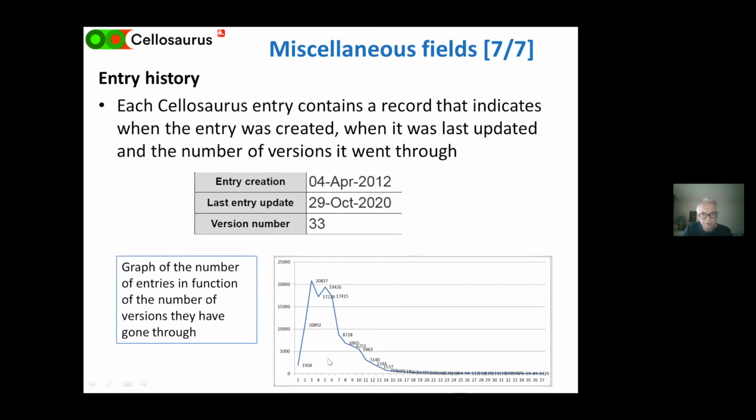So you have very few cell lines which have been updated at every release. It's normal. Only a few of them, 29, have been updated 37 times because there are 37 releases, but a lot of them have been updated 5 or 6 times.